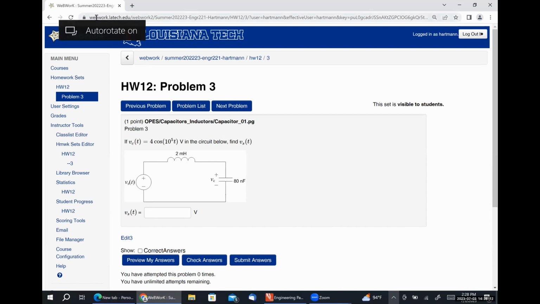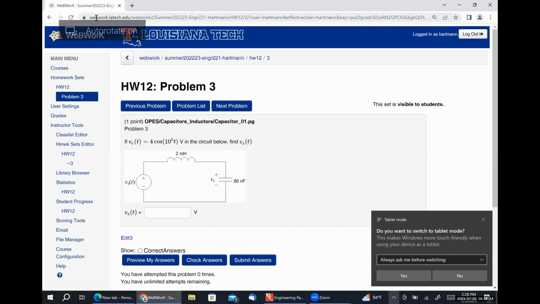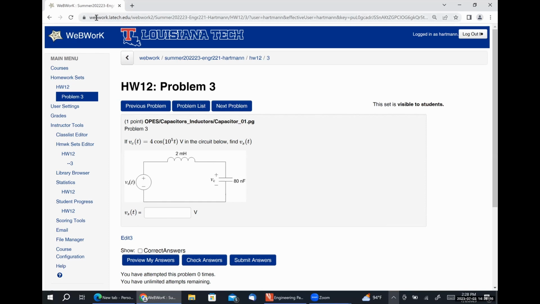Okay. So in this particular circuit, we have a voltage source in series with an inductor in series with a capacitor. And we are asked to find the source voltage if we know what the capacitor voltage is.